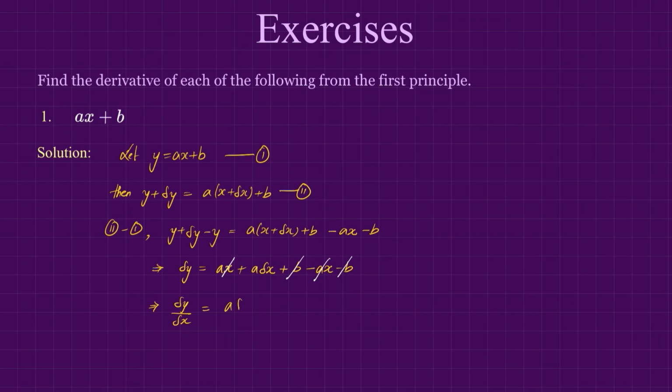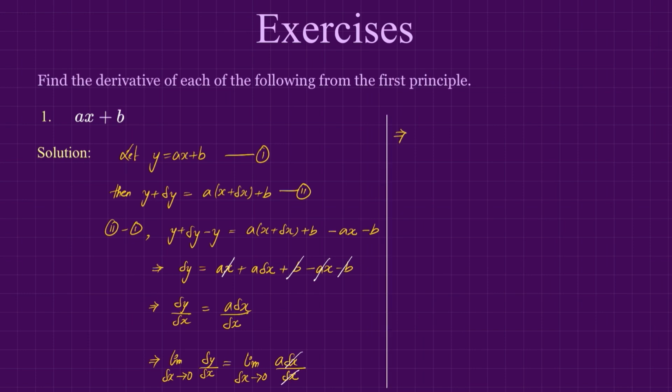to a of delta x over delta x. Now let us put the limit on both sides. Limit delta x tends to 0, delta y over delta x equals to limit delta x tends to 0, a of delta x over delta x. As you can see, this delta x and delta x are simplified to 1.